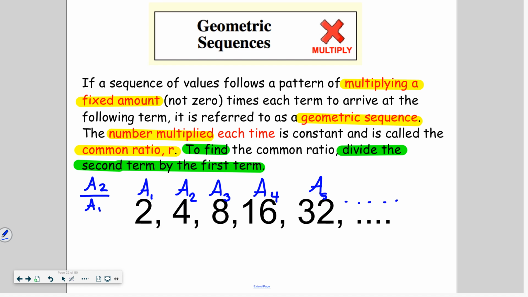So to be able to find that, we have to take and divide a sub 2, so a sub 2 is 4, divided by 2. And that's all this is right here. And then, of course, if you simplify it, you get 2, and that is your r. Okay? All right, next page.